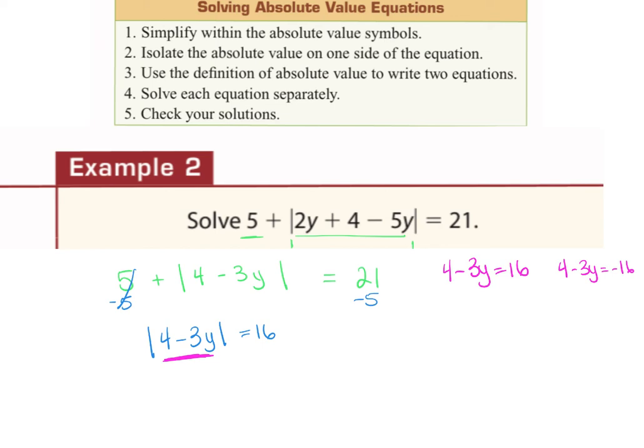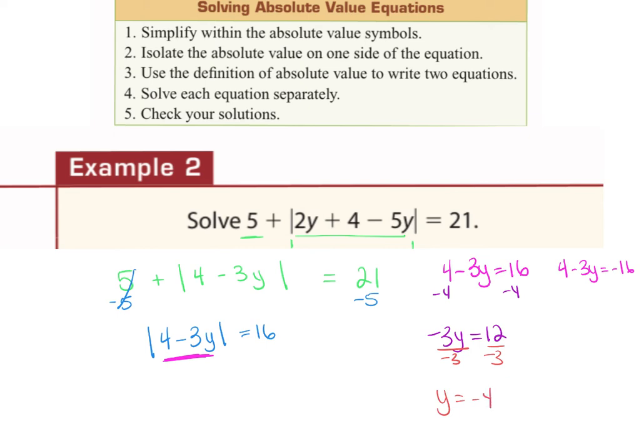The absolute value of 16 is 16. The absolute value of negative 16 is 16. So I take the inside of the absolute value and I just set it to the positive and negative. And then I just solve. So I would subtract my 4. I would get negative 3y equals 12. I would divide by negative 3. I would get y equals negative 4.